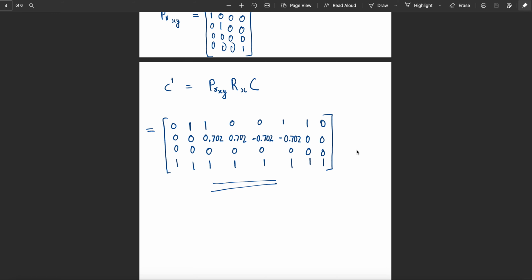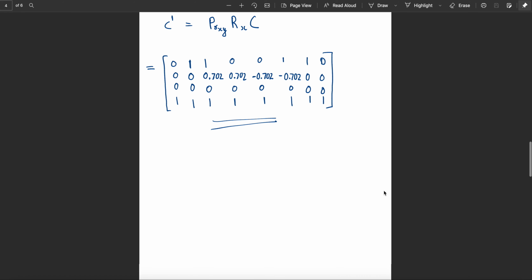We can see that there are several points that coincide on top of each other, which is expected when you project a 3D object to a 2D space. So this is the final matrix for the cube after transformation. So that's for the second question.